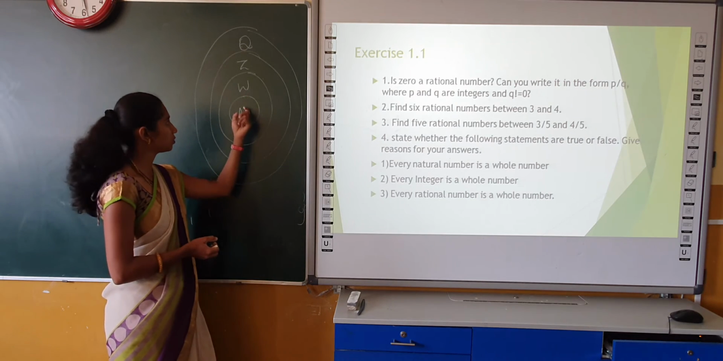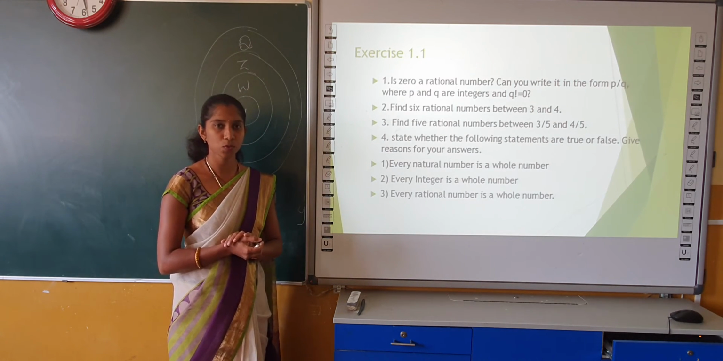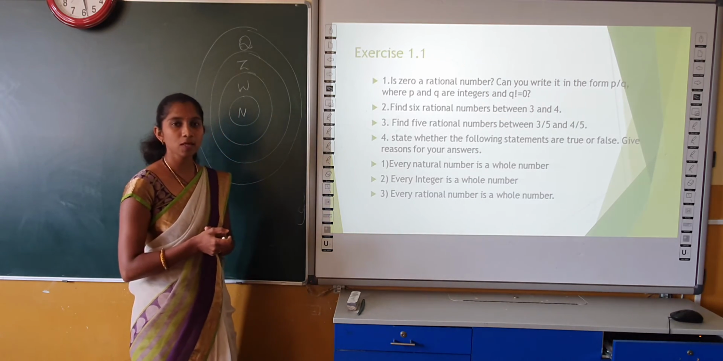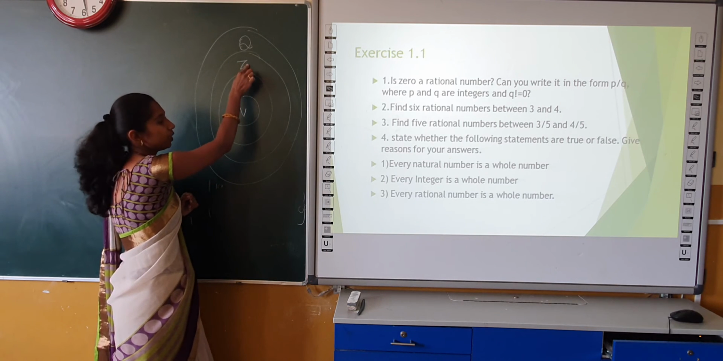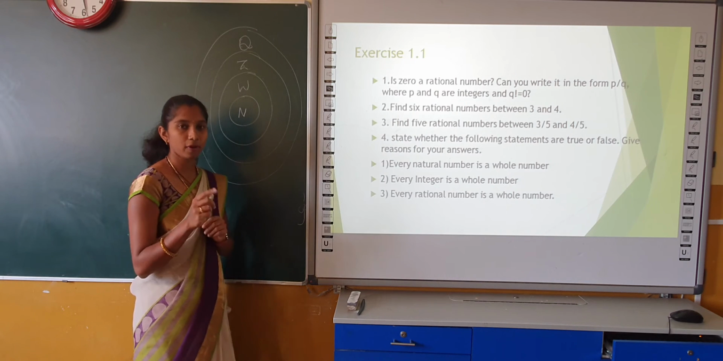Yes, every natural number is a whole number. The first question answer is true. Second question: every integer is a whole number. Look at the diagram. This is the integer. Whether every integer is a whole number? No. You have to write the answer false.